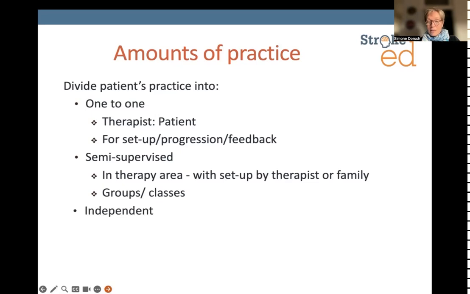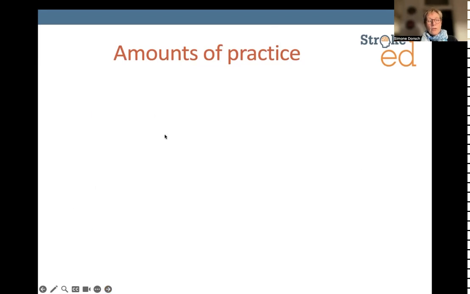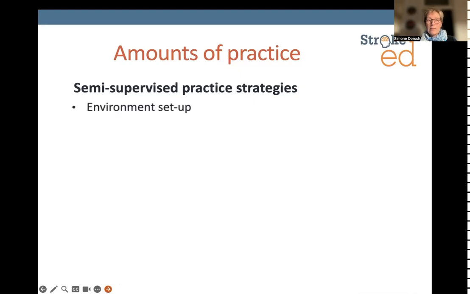And then independent, and by that we mean things like home exercise programs, obviously the best example, but also within an inpatient setting, independent practice can be practice that takes place outside of the therapy area, in people's bedrooms, etc. So we're going to think about the types of strategies that can be used to increase semi-supervised practice.